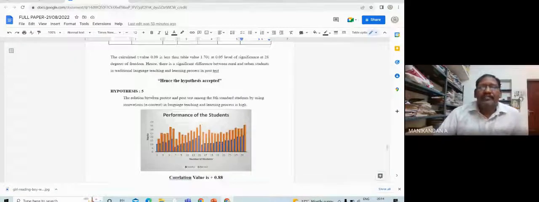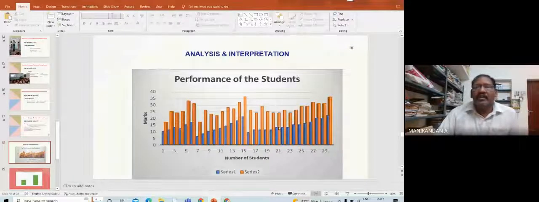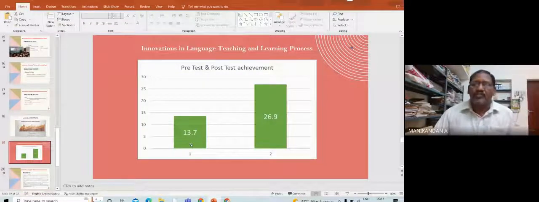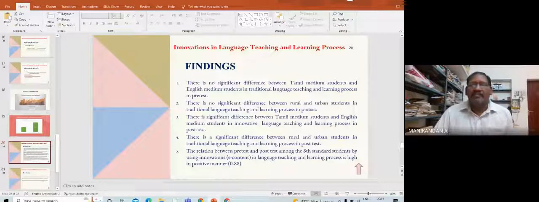And finally, my fifth hypothesis, the relation between pre-test and post-test. The student's total performance increased. The pre-test average value is 13.7. In the post-test, after e-content classroom teaching, their achievement is higher, 26.9%. It's the overall percentage of a student. So in this study, I found 5 things. These are my hypothesis results.